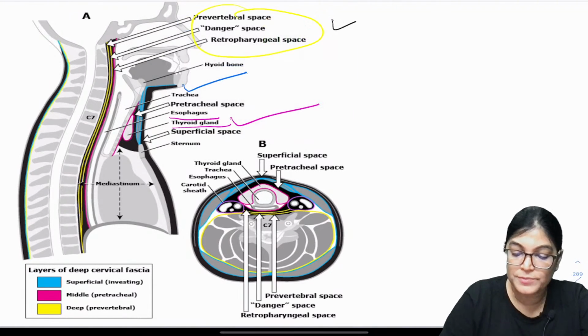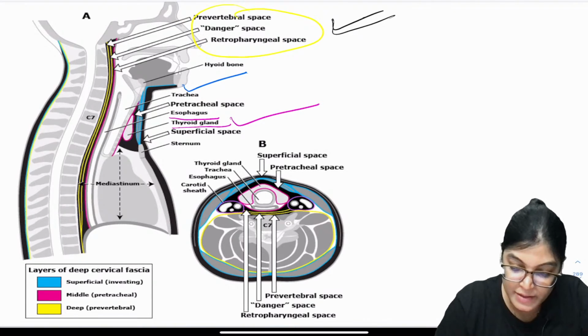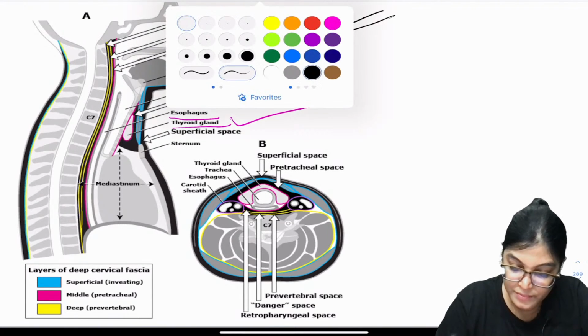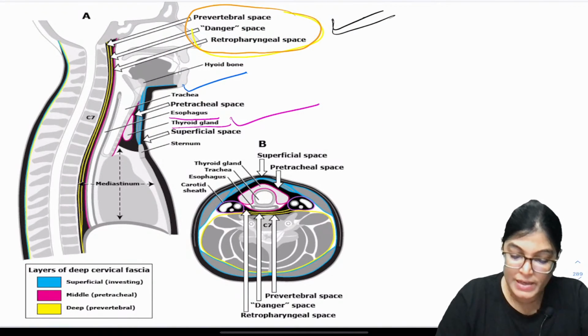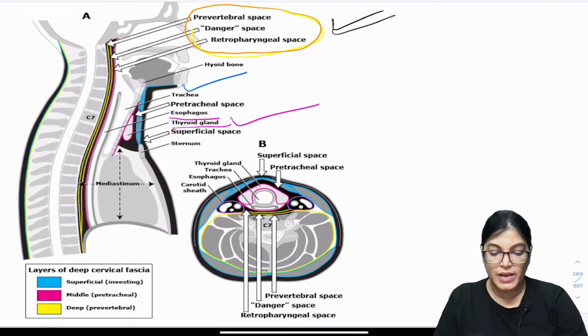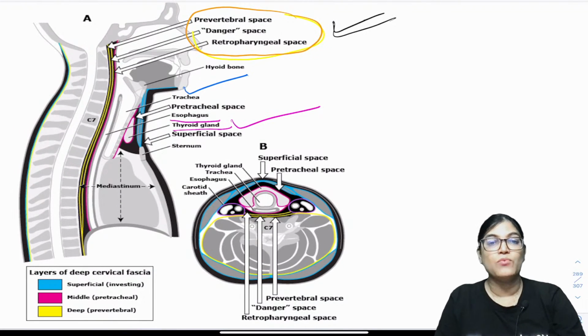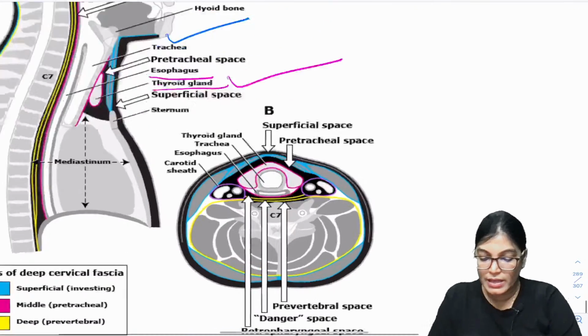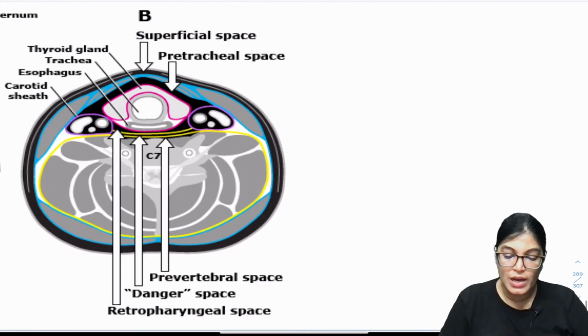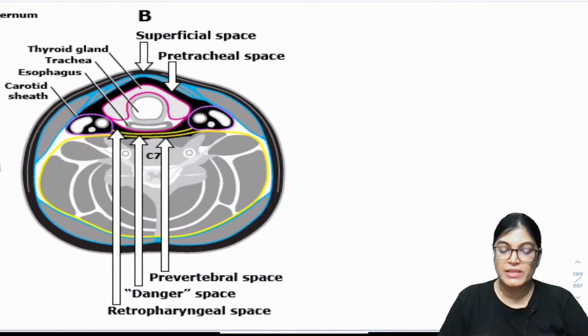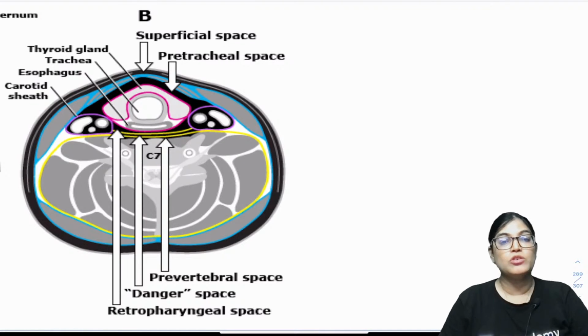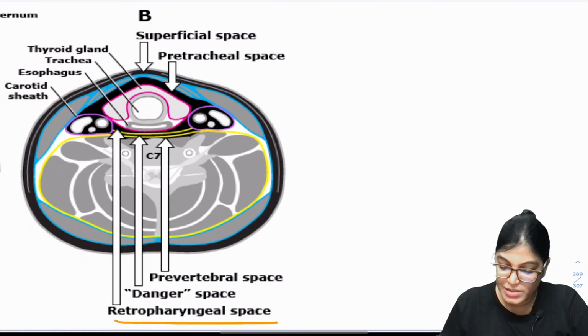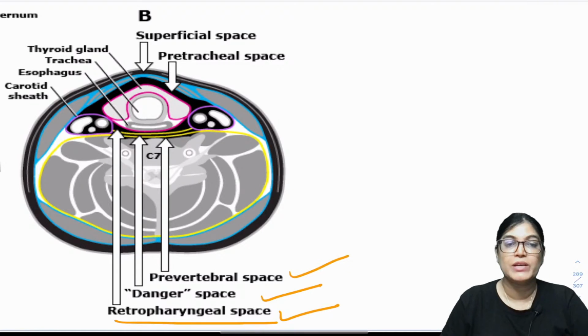and here is the whole detail of the prevertebral layer. Here you can see the prevertebral layer, and the danger space and retropharyngeal space have been drawn. In this diagram, the danger space is lying posterior to the retropharyngeal space. Here in the enlarged view we can see the prevertebral space, danger space and retropharyngeal space. The prevertebral space is the space lying posterior to the prevertebral layer. Most anteriorly lies the retropharyngeal space, then the danger space, and then the prevertebral space.